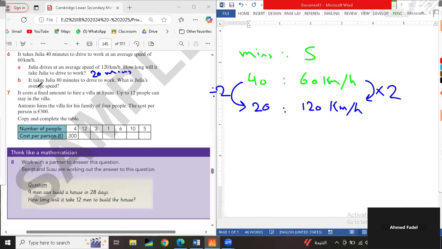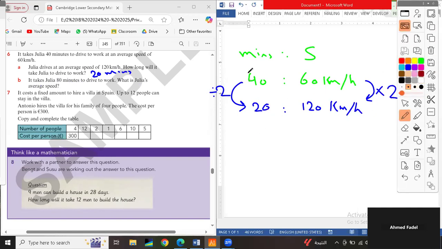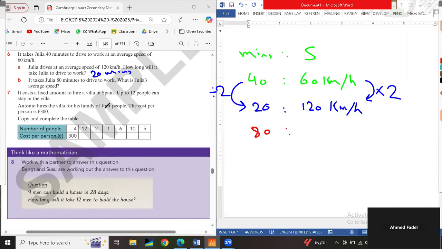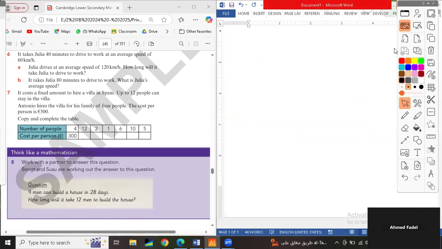Question B here says it takes Julia 80 minutes to drive to work. What's Julia's average speed? We agreed that this is inverse proportion. So the time got multiplied by 2, then the original speed gets divided by 2, which is going to make it 30 kilometers per hour. So the speed for this question is 30 kilometers per hour. All right, the next question, which is question number 7.